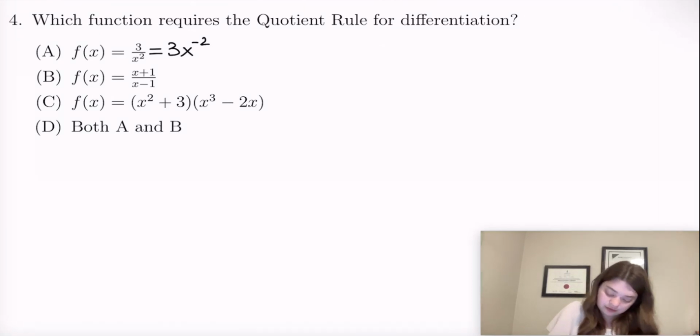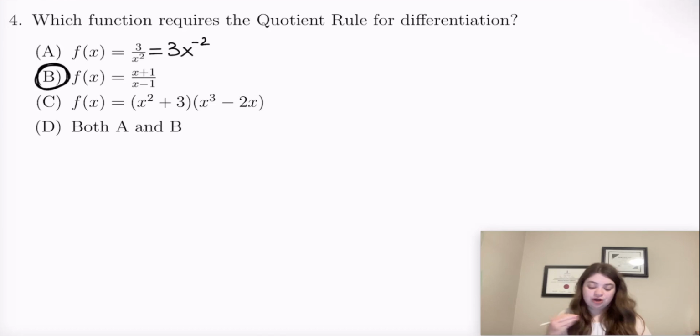For B, however, it looks like quotient rule is required here because there isn't a way I can just rewrite this with only a numerator. And so therefore I would say B is definitely an answer. C is not an answer because we don't have to use quotient rule for C. We could either use product rule, or we could even just multiply these two together with FOIL, simplify, and then use power rule. So either power rule or product rule would work for C.